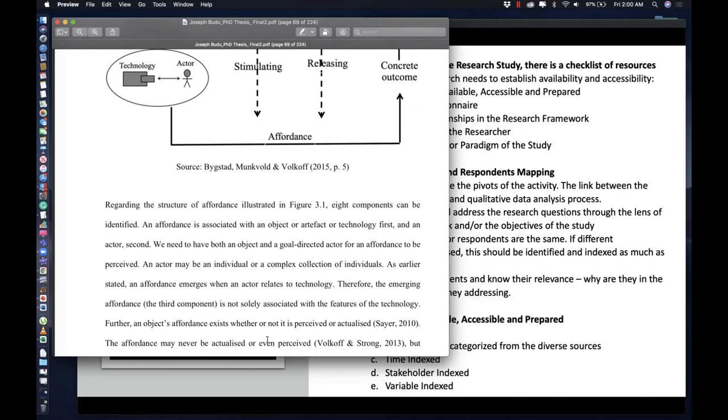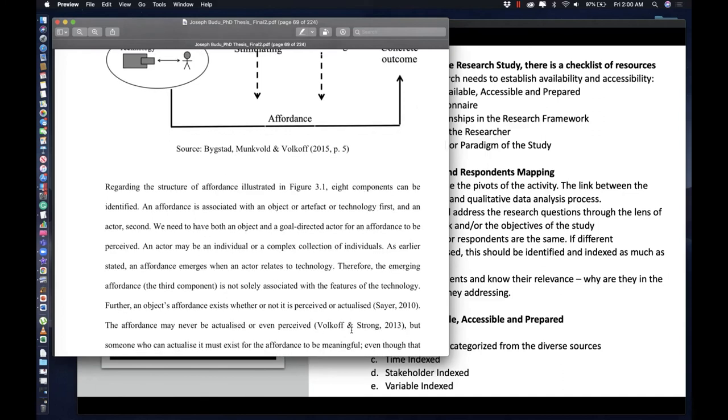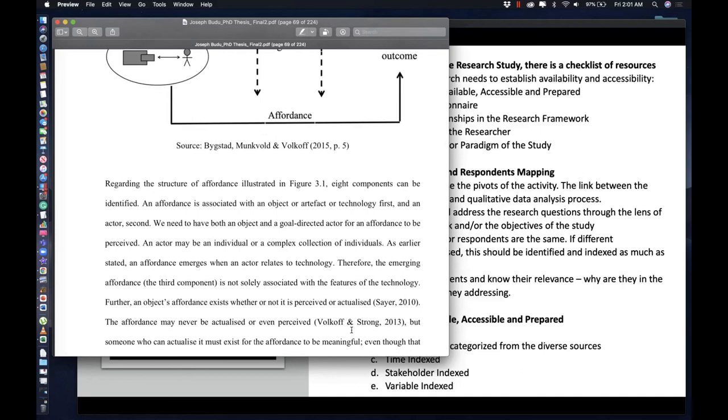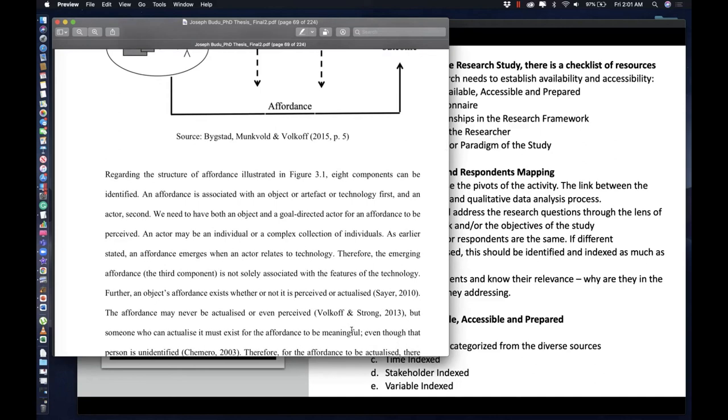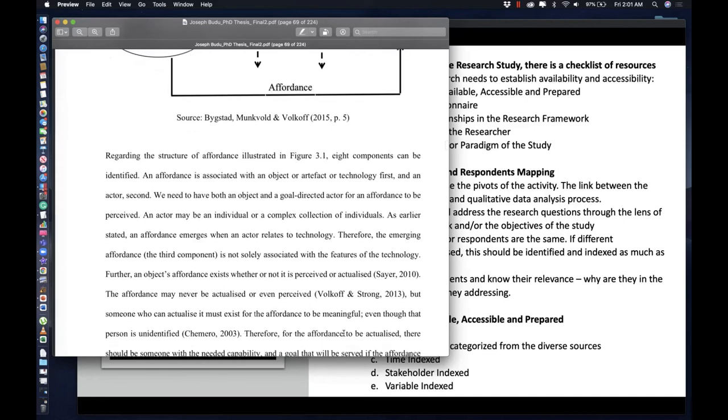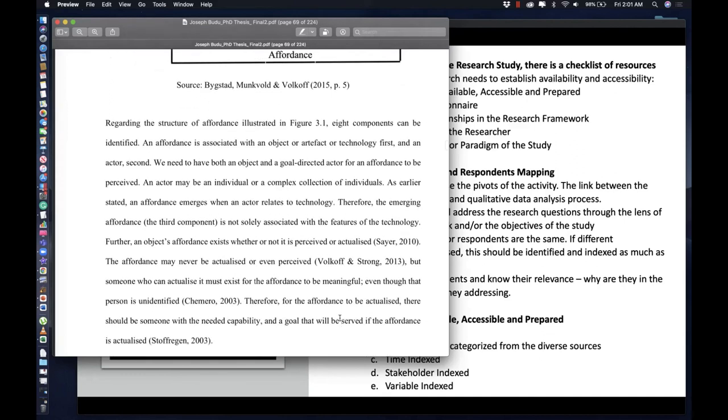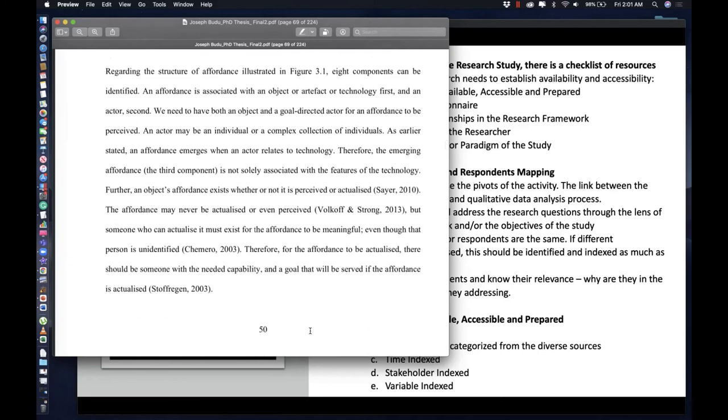Thus, an object's affordance exists whether or not it is perceived or actualized. An affordance may never be actualized or even perceived, but someone who can actualize it must exist for the affordance to be meaningful, even though that person is unidentified. Therefore, for an affordance to actualize, there should be someone with the needed capability and the goal that will be served if the affordance is actualized.